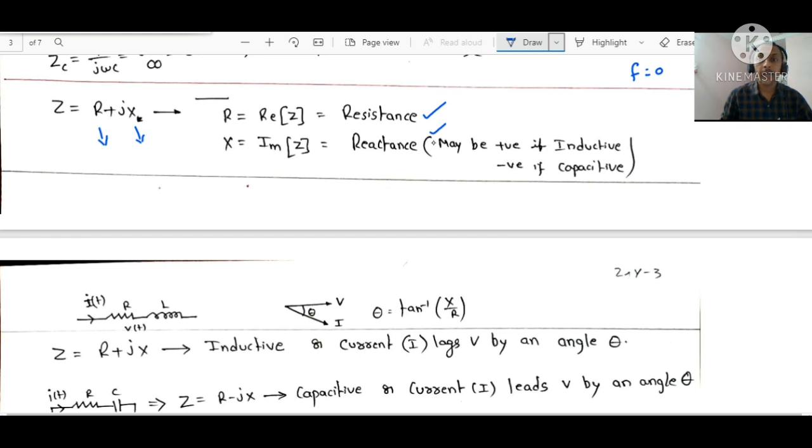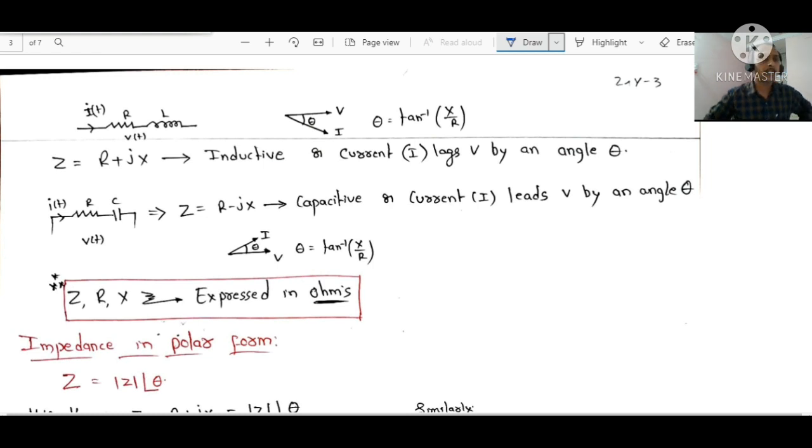Now again, this reactance can be due to an inductor or due to a capacitor. If it is due to an inductor, it is called inductive reactance. If the same reactance is due to a capacitor, then it is capacitive reactance. Clear? Now, for example, if two elements, a resistor and an inductor, are in series, what will be the impedance of the combination? Z equal to R plus jX.